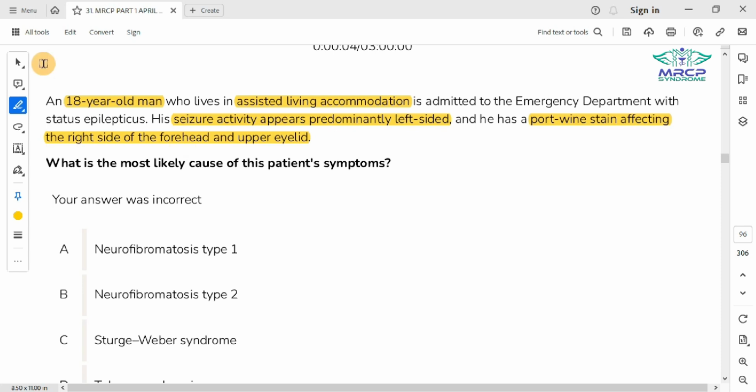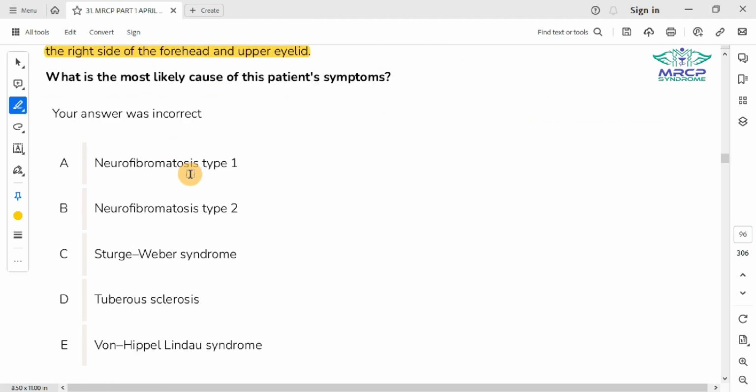What is the most likely cause of the patient's symptoms? Neurofibromatosis type 1, neurofibromatosis type 2, Sturge-Weber syndrome, tuberous sclerosis, von Hippel-Lindau syndrome.